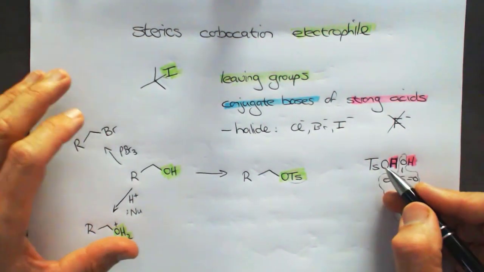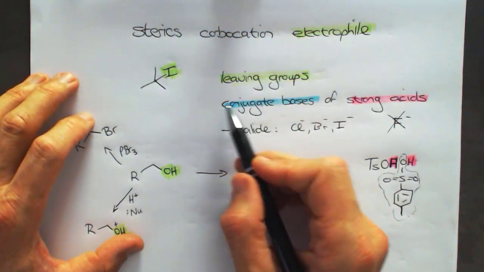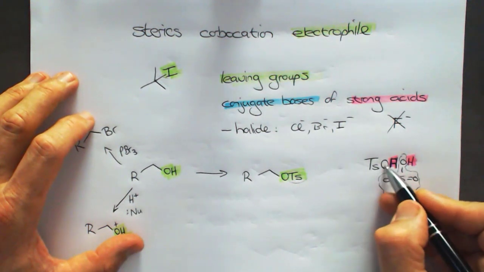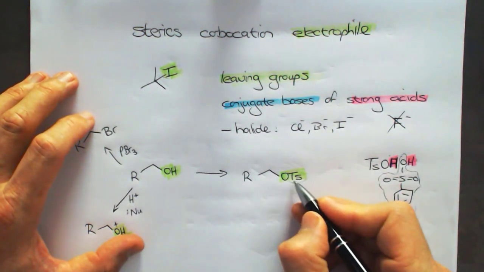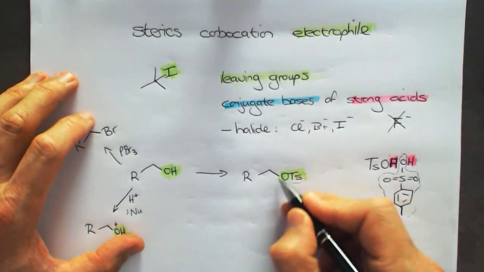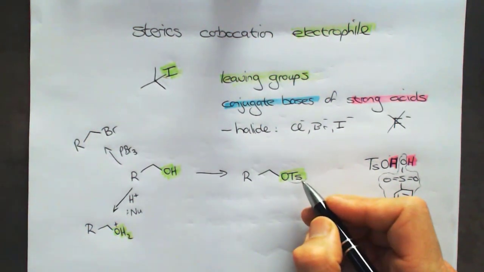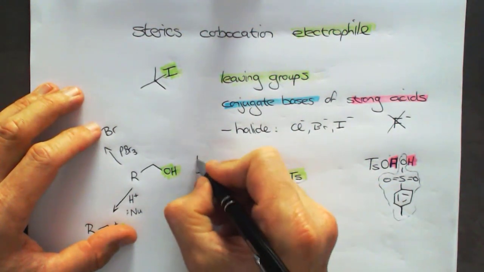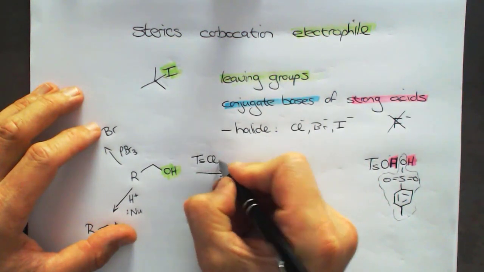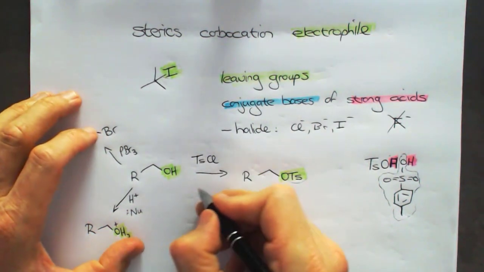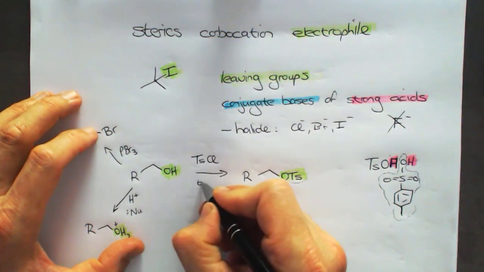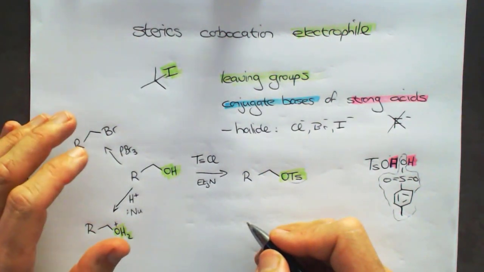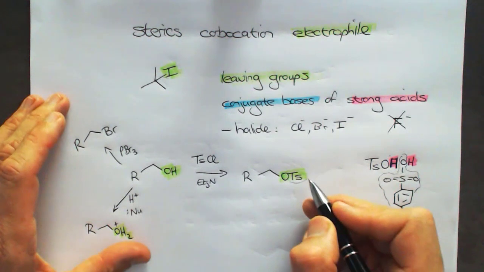But tosic acid is a strong acid, and good leaving groups are conjugate bases of strong acids. And so if this is a strong acid, then TsO minus must be a good leaving group. TsO minus is a really good leaving group, and one which we use quite a lot. We use it because we can make it so easily from a reagent called tosyl chloride, and we normally just add in a weak base. Triethylamine is something that I've used, but often people will use pyridine as well, just one of those weak amine bases. And this reaction works extremely well.